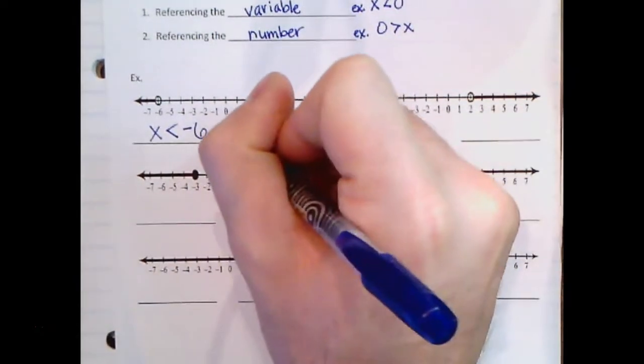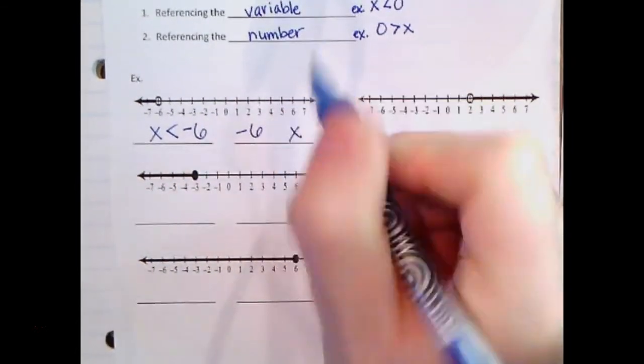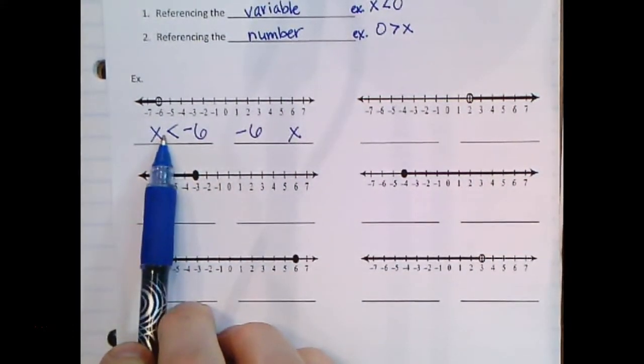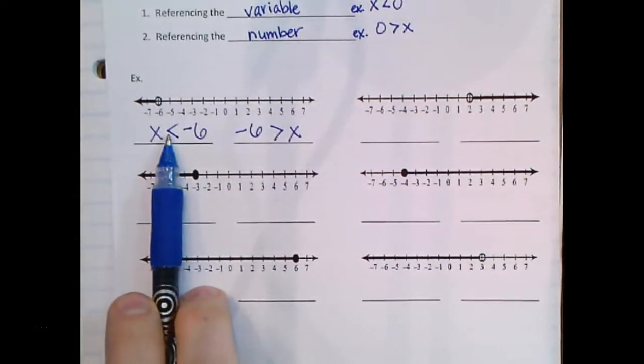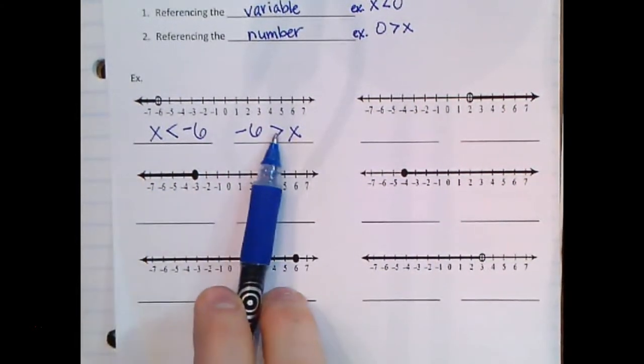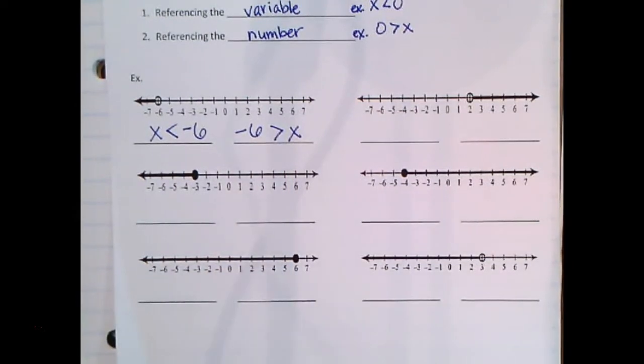I'm going to flip the -6 and the x. We're pointing at the x, so again I'm going to point at the x. Remember, it's facing one way here, so you just flip it to face the other way there. And that's all there is to it. That's all there is to naming inequalities. It's just practicing it and making sure that you're good with it.